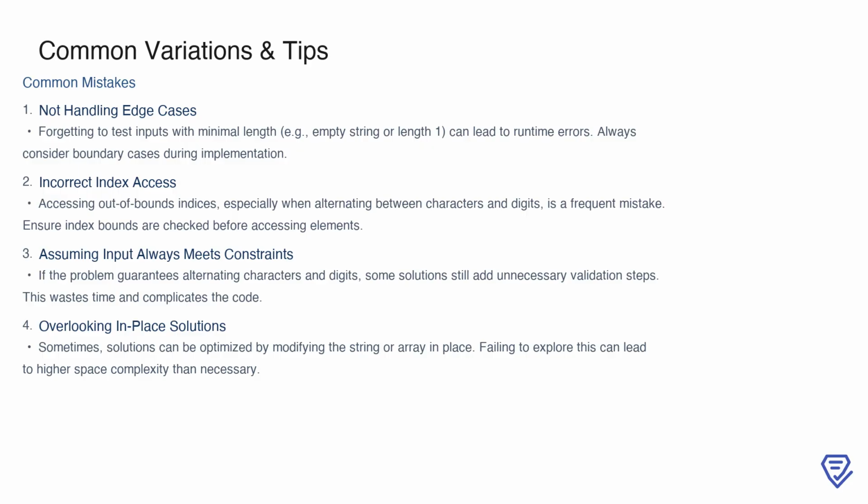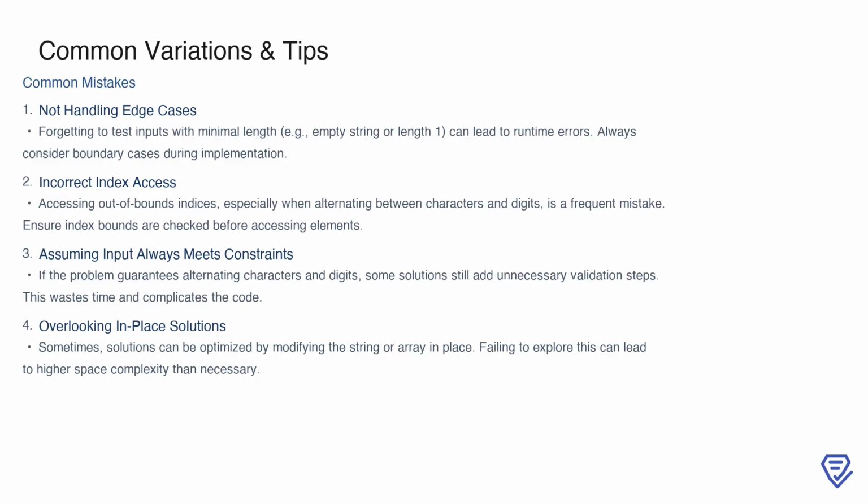Another common mistake is incorrect index access. Since the problem often involves alternating between characters and digits, it's easy to accidentally access out-of-bounds indices if the bounds aren't carefully checked. A third issue is assuming the input always meets the problem's constraints. For example, if the constraints guarantee alternating characters and digits, there's no need to include extra validation steps in your code. Doing so not only wastes time but also adds unnecessary complexity.